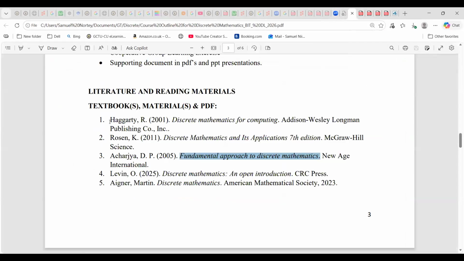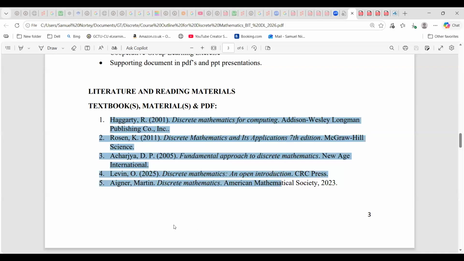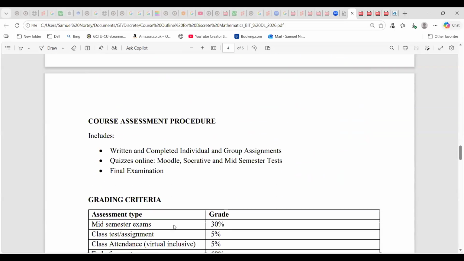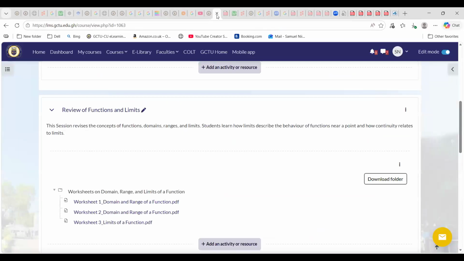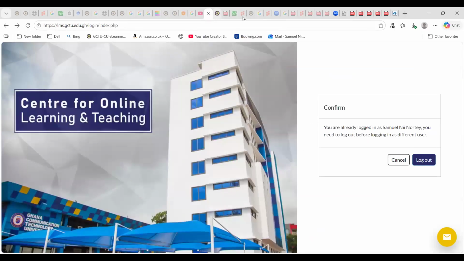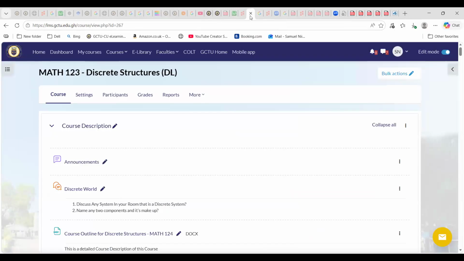Okay, so these are the books. There are quite a number of them. Discrete Math by Harold Hagerty, Discrete Math by Kenneth Rosen, Fundamental Approach to Discrete Math, An Open Introduction, Discrete Maths, and then American Society Discrete Math. They're all discrete mathematics books. Okay. Now, you know how we do our assessments. There's always individual assessment, which are quizzes. The quizzes, like we did last semester, I hope this semester you will take advantage of what we did last semester.